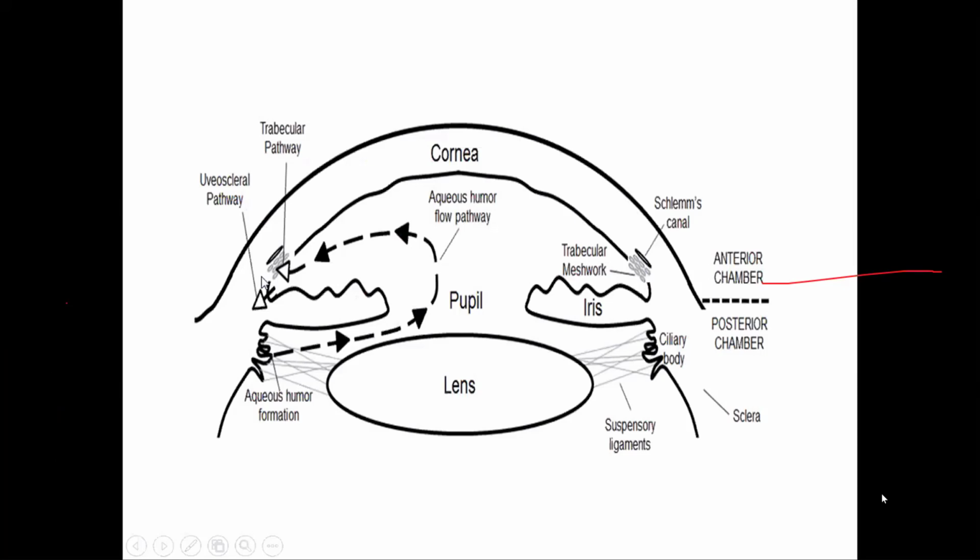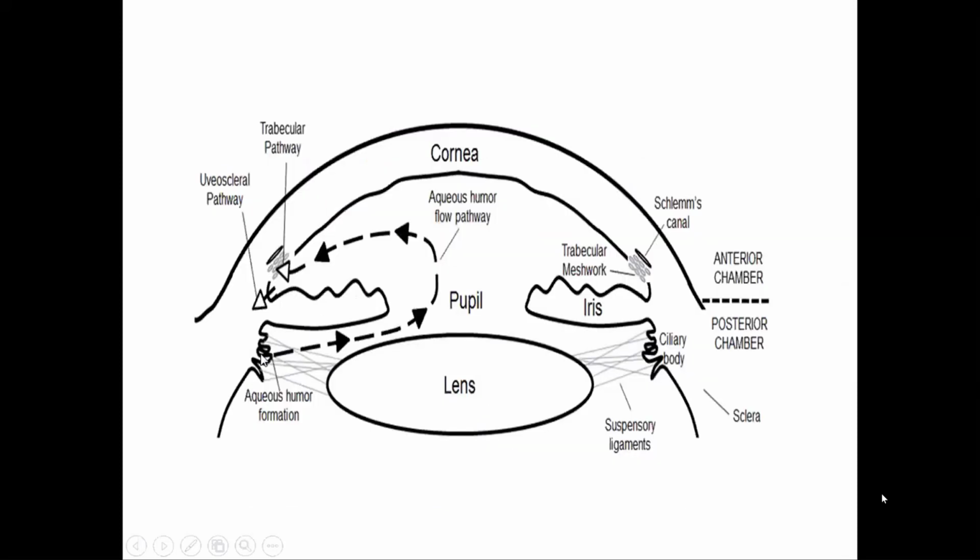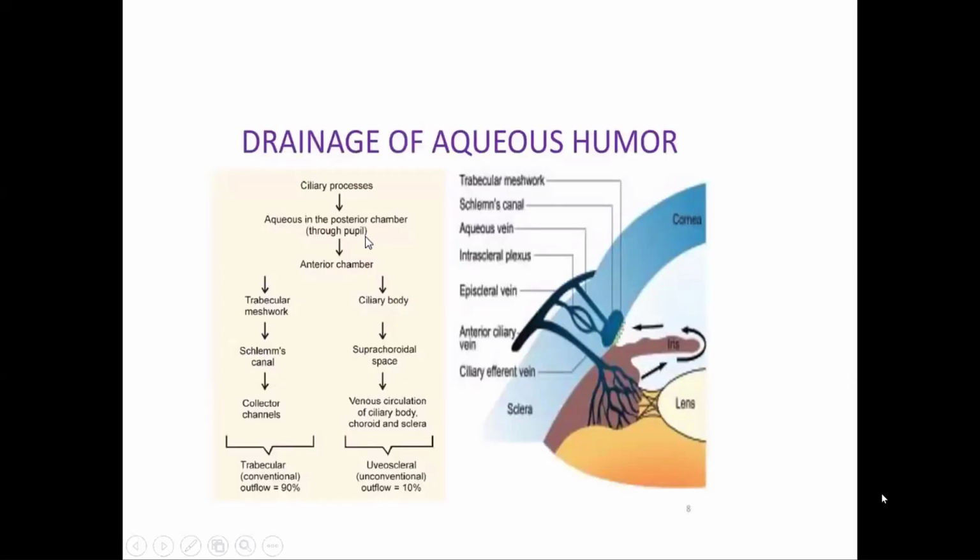There is another pathway known as the uveoscleral pathway, which is responsible for drainage of 10% of the total aqueous humor. So there are two important pathways: the trabecular pathway and the uveoscleral pathway. As I said earlier, aqueous humor production occurs in the ciliary process, and through the pupil, the aqueous humor produced in the posterior chamber is moved towards the anterior chamber.